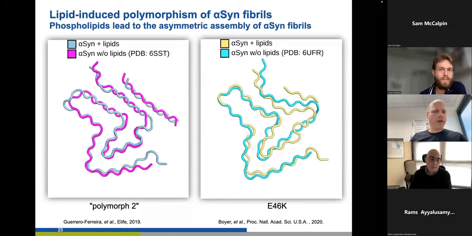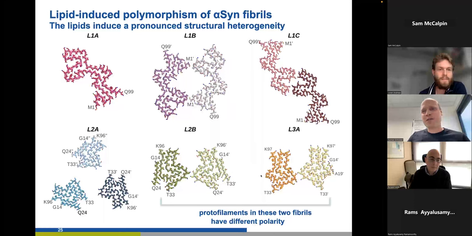I wanted to tell you something else first. The first thing I wanted to tell you is that these two polymorphs here are a bit special because the protofilaments in these two fibrils have different polarity. I'll explain this on the next slide, I think.